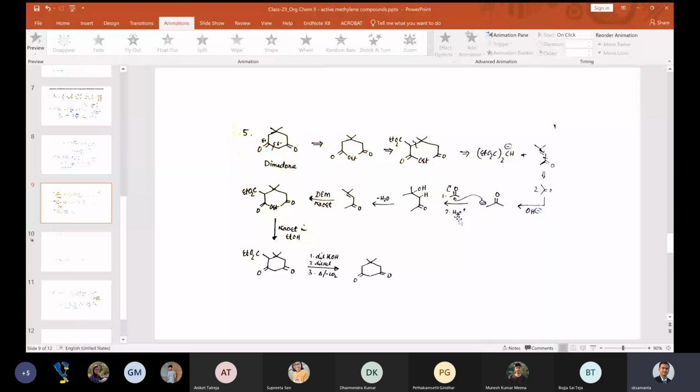Okay, so you take acetone, do this aldol condensation, you get diacetone alcohol. This is your diacetone alcohol. Now you heat it in presence of a mild acid. There will be dehydration. You get this product. Okay. Now this is basically an alpha beta unsaturated ketone, which is a Michael acceptor.